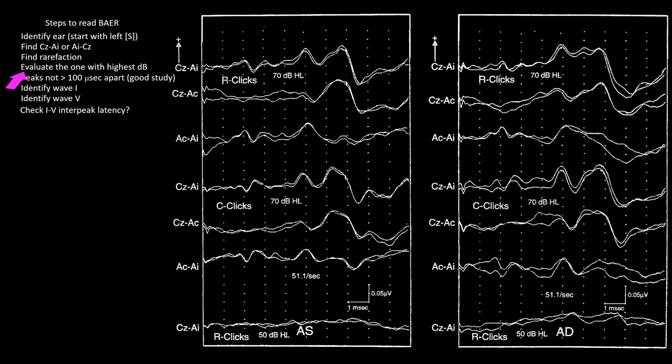Next, among those tracings collected using vertex to ipsilateral ear derivation or ipsilateral ear to vertex derivation and rarefaction, we look for the one with the highest dB. This one has 50 dB. This one has 70 dB. So the derivation I have just changed from white to magenta is the one we will analyze first.